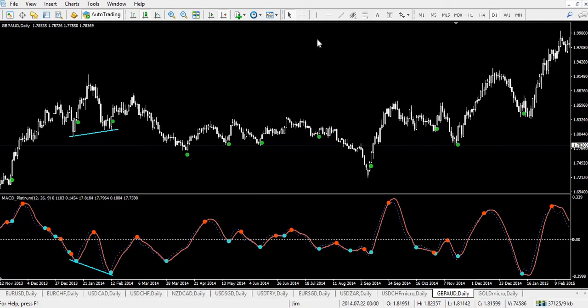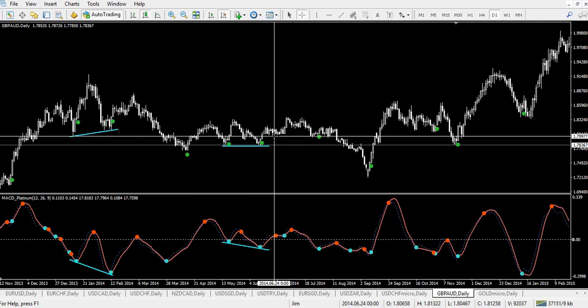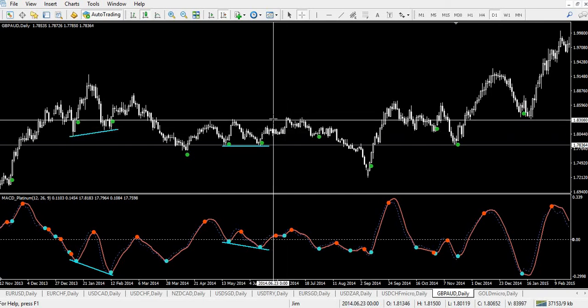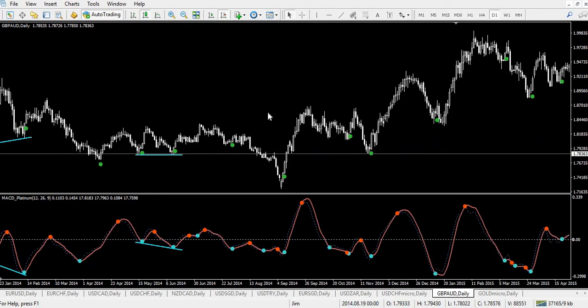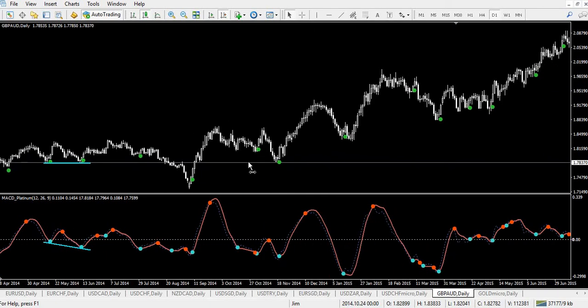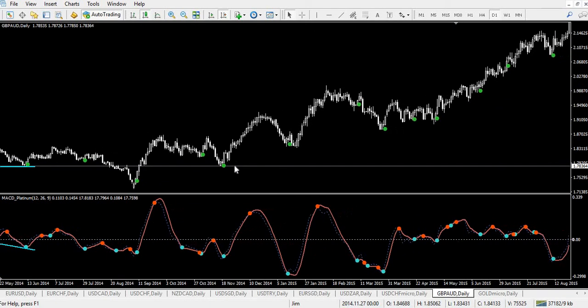Triple, double bottoms along here. Even that, technically, that's probably a signal there because you've got a double bottom and lower on the MACD platinum. So there's a buy definitely. Whether you consider a double bottom or a hidden bullish divergence is up to you. So looking for bullish, price is up and MACD's down.